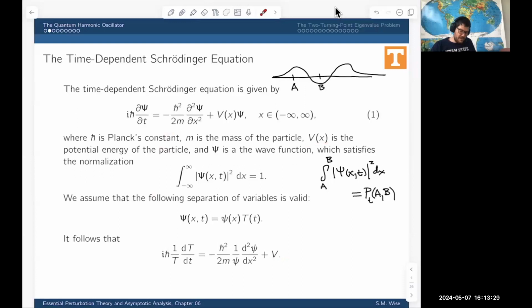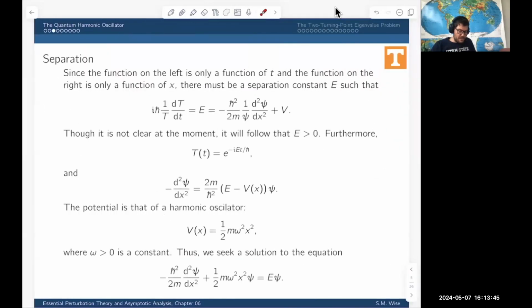If this is the case, then we can separate these two equations because this only depends on time, this only depends on space. So the only way for these things to actually be equal to each other is if they equal a separation constant, which is independent of both time and space. The separation constant is labeled E for an important reason.